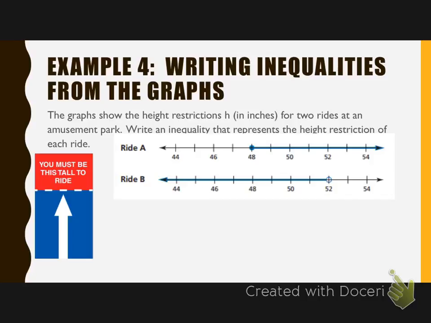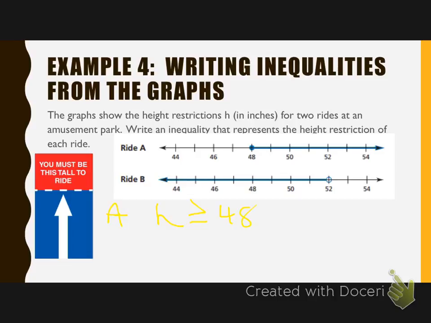Okay, so now writing inequalities from the graphs. The graphs show the height restriction in inches for 2 rides at an amusement park. Write an inequality that represents the height restrictions of each ride. So if you're looking at ride A right there, we have, let's see, a closed circle at 48. That means 48 is a solution. And because the arrow points to the right, all numbers greater than 48 are going to be a solution. So for A, that height, we'll go with H, has to be greater than or equal to, since it's a closed circle, 48.